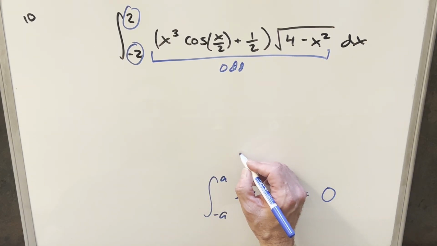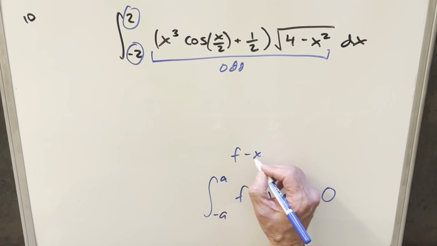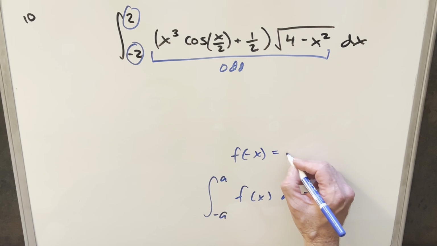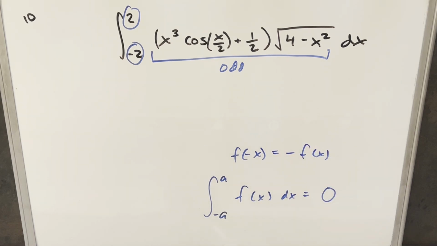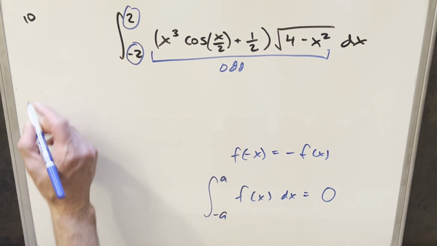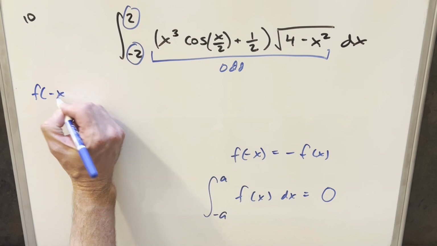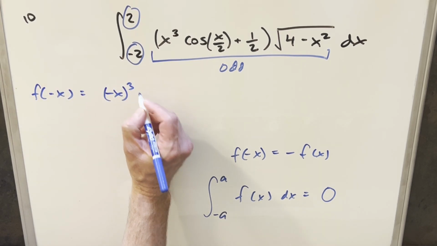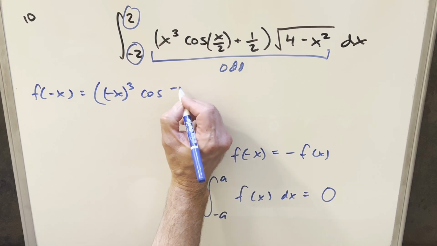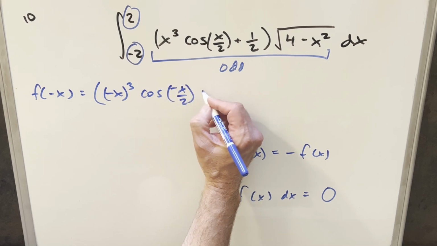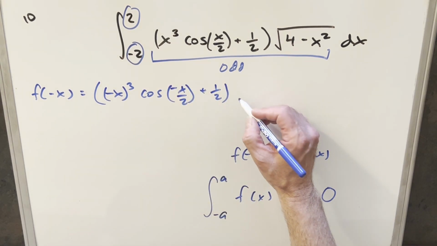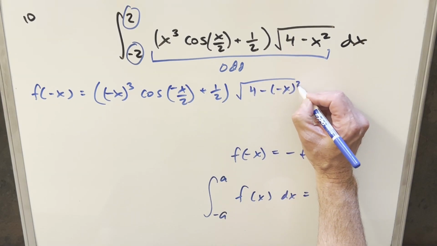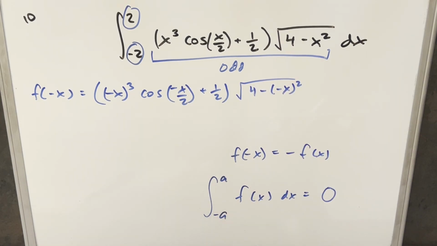And our definition for odd for this f of x would just be that when you input minus x into it, you get back minus f of x. So let's do this really quick and check it and see what happens. If I check f of minus x, we'll have minus x cubed cosine of minus x over 2, plus 1/2, times the square root of 4 minus minus x squared.